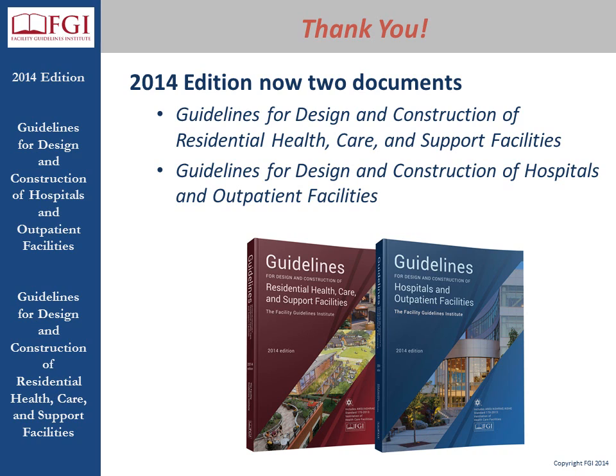I just want to point out that, as I noted earlier, we did publish and issue the 2014 edition of the guidelines earlier this year. We now have a separate document, one for the design and construction of residential health care and support facilities, and we have a document for design and construction of hospitals and outpatient facilities. So those are two separate books, and as I indicated earlier, stay tuned because it's possible in 2018 that there may be a third book.